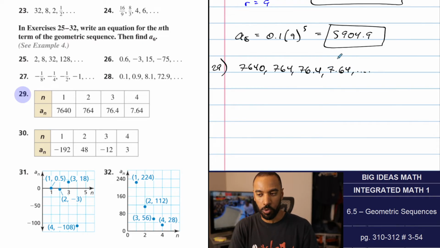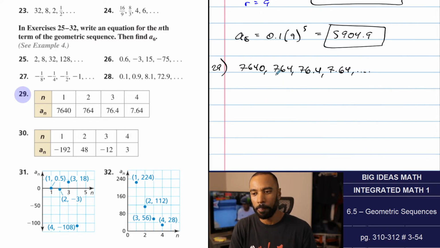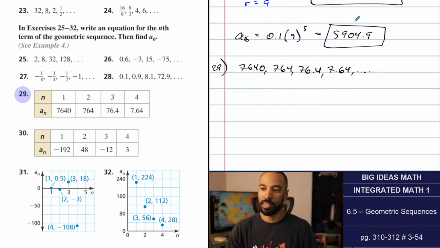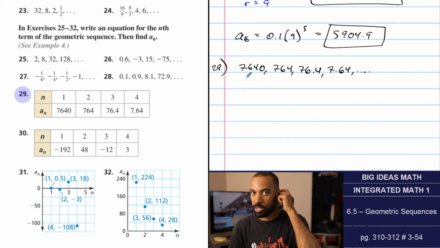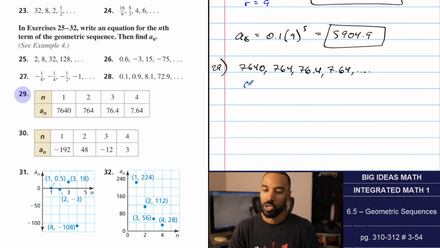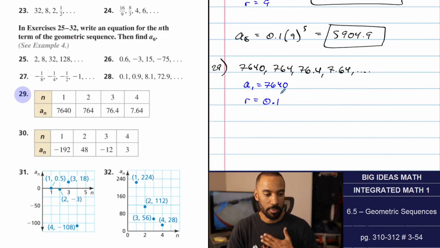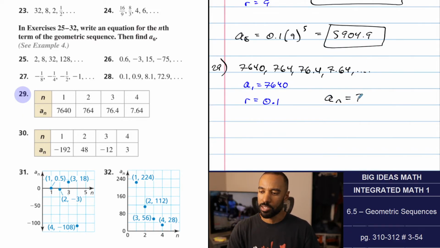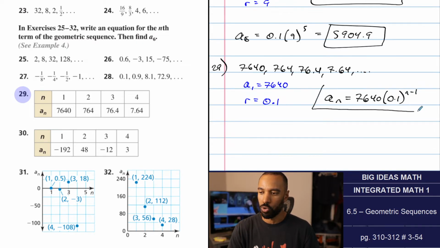But the decimal keeps moving 1 over to the left, which means you could just keep moving the decimal over. But mathematically, what are you doing? This is where you're dividing by 10, which also is multiplying by 1/10. Because they're writing these as decimals, I'm fine stating this one as the decimal version if you'd like to as well. So the value of the first term is here. We're dividing by 10, which is multiplying by 1/10, or multiplying by 0.1. So a sub n is 7,640 times 0.1 to the n minus 1 power is the rule.